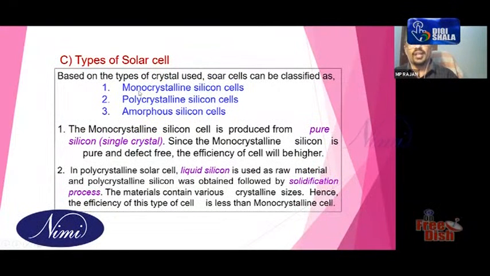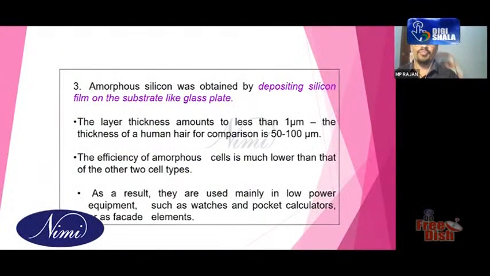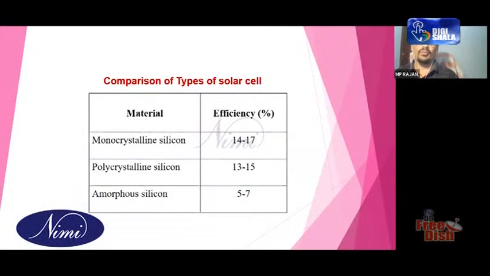Monocrystalline is very difficult to produce. Its production cost is higher, but it is the most efficient. Monocrystalline is the most efficient. Polycrystalline is somewhat easier, and amorphous is very easy and thin. Material requirement is very low. As its production cost is lower, its efficiency is also lower. Monocrystalline is costly; its efficiency is high, production cost is high, and it is very difficult to produce. But the efficiency is high.